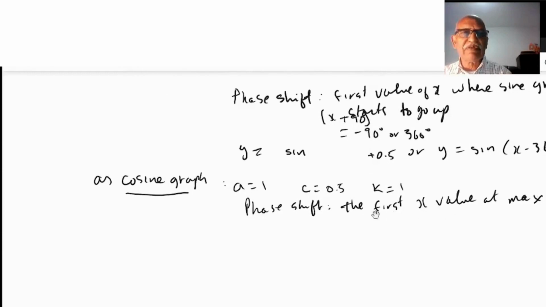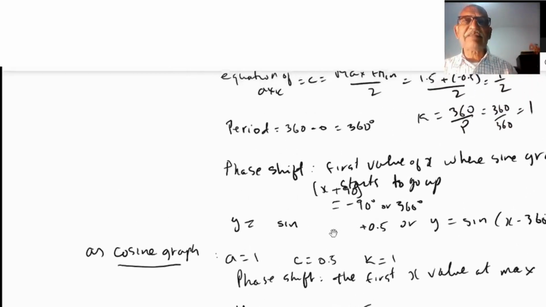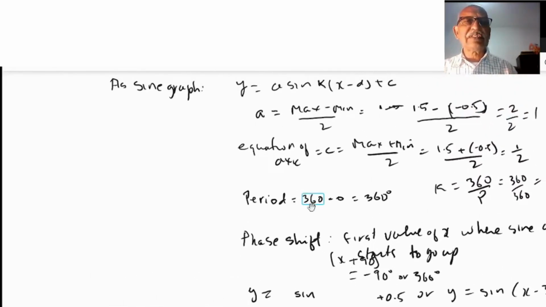Therefore, my equation will be y equals amplitude is the same, 1, cosine of k is 1, x minus 0, which is nothing so I cannot write it, plus 0.5. This is as a cosine graph. So any graph can be written as an equation of sine and cosine. Okay, this is a simple example, so that's it.